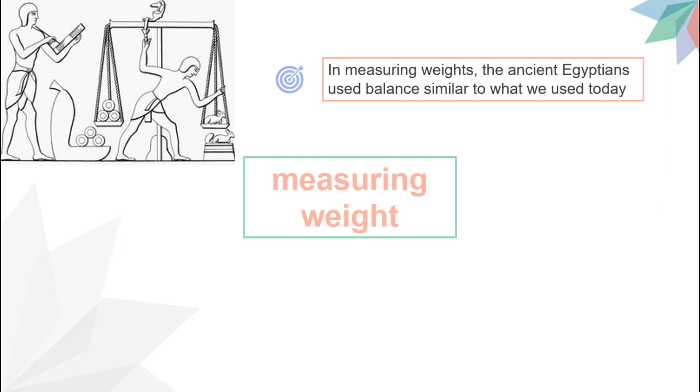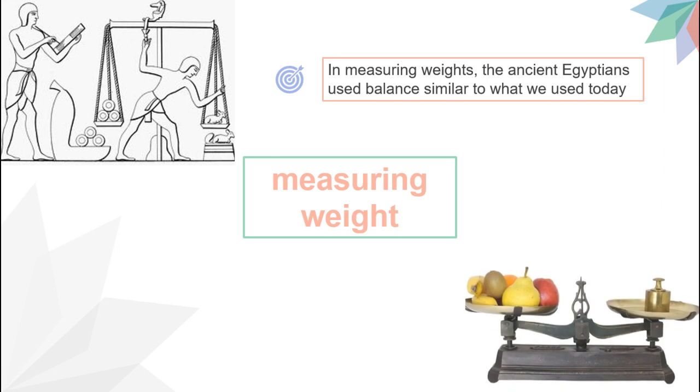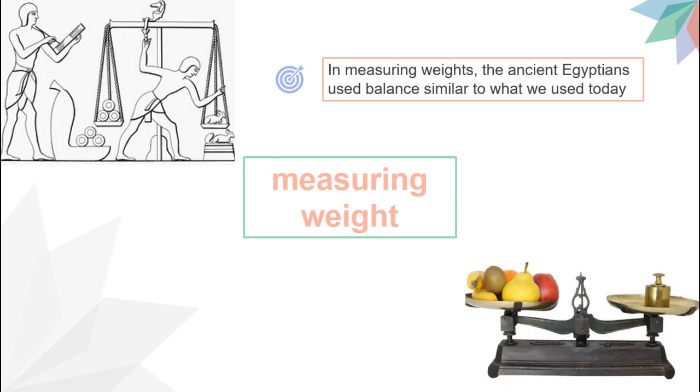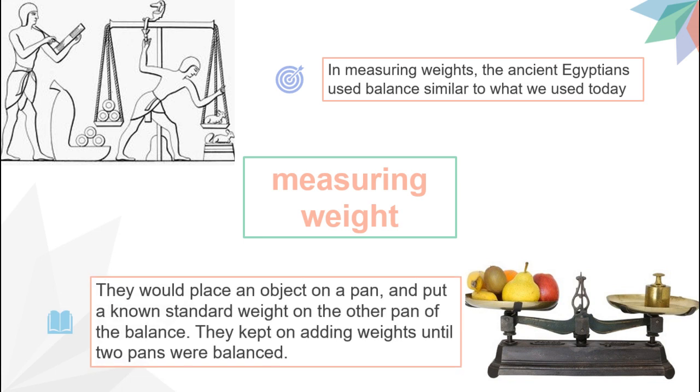So in measuring weights, the ancient Egyptians used a balance similar to what we use today. Today we still have this kind of balance, but we mostly use it in laboratories for experiments and other purposes where things are specifically measured through a balance. So, how does the balance work?